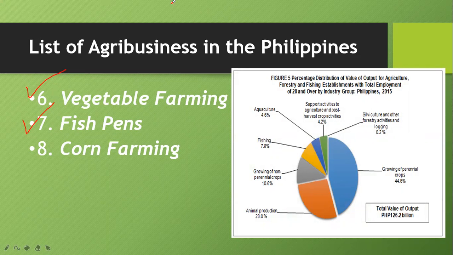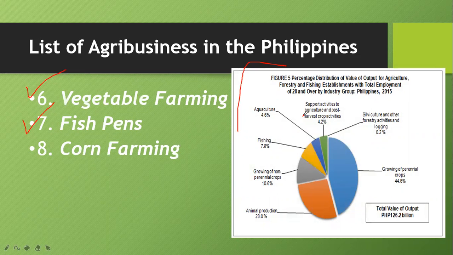So, as you can see here in the table, guys, we have figure 5. This is from the Philippine Statistics Authority, I have researched this one. So we have the percentage distribution of value of output for agriculture. So mao ni siya ang value of output sa agriculture. We have the aquaculture, the fishing, the support activities to agriculture and post-harvest crop activities. We have the silviculture and other forestry activities.